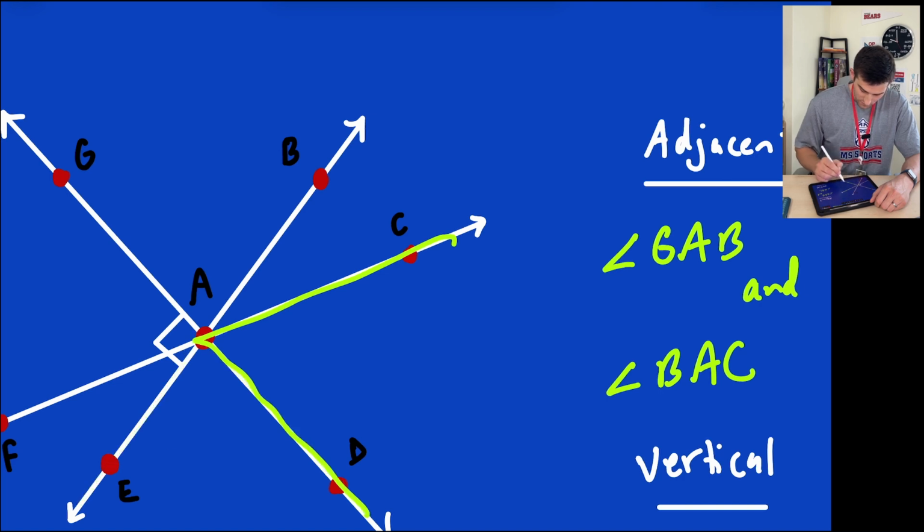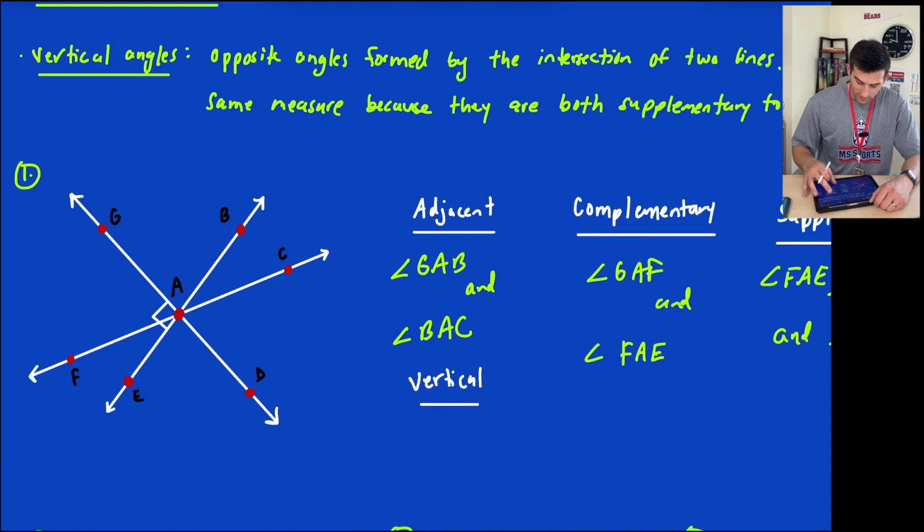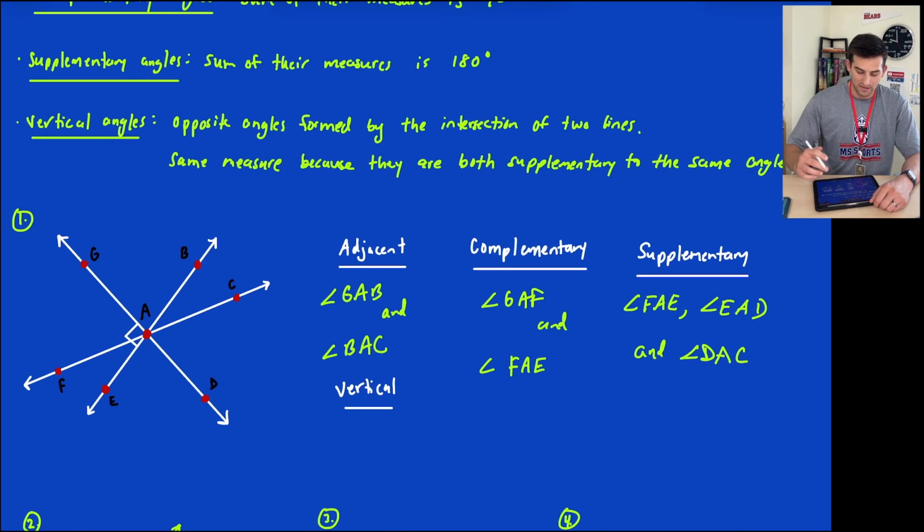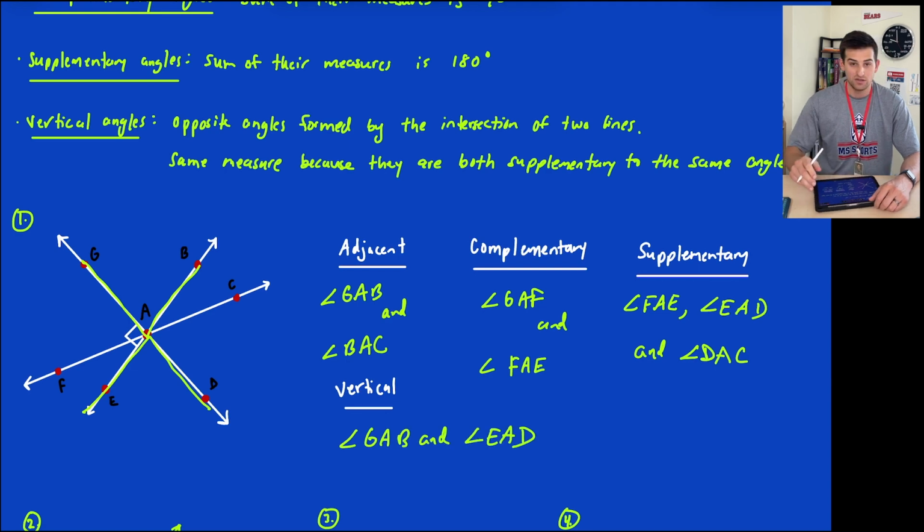There we go, there's one, and good. All right, so now vertical angles, they are opposite angles formed by the intersection of two lines. So here's our intersection here, right? So let's look at, how about this angle here, GAB and EAD. Those would be good. So angle GAB and angle EAD, those would be two good vertical angles to go with, okay?